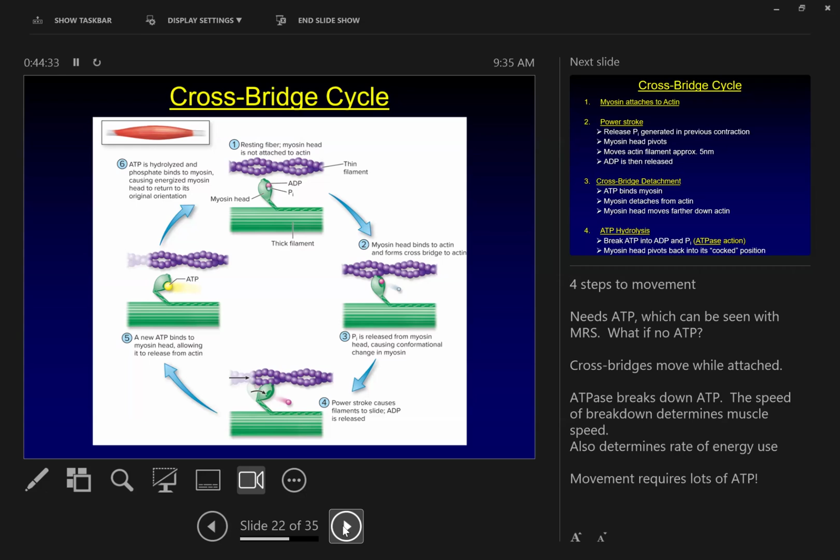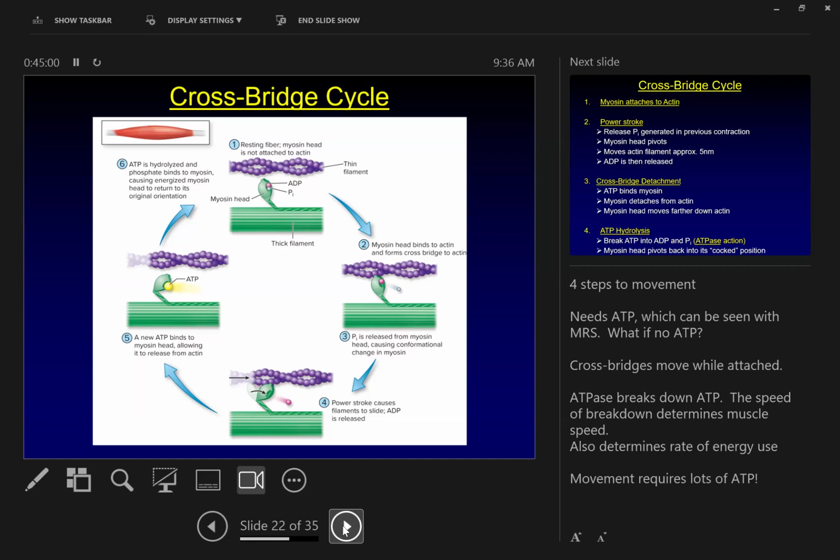So when we get to metabolism, we will talk about contractions and exercise and things that cost us more energy. They're going to cost us more energy because we go through this cycle more often. The more we go through this cycle of grab, tilt, let go, right?